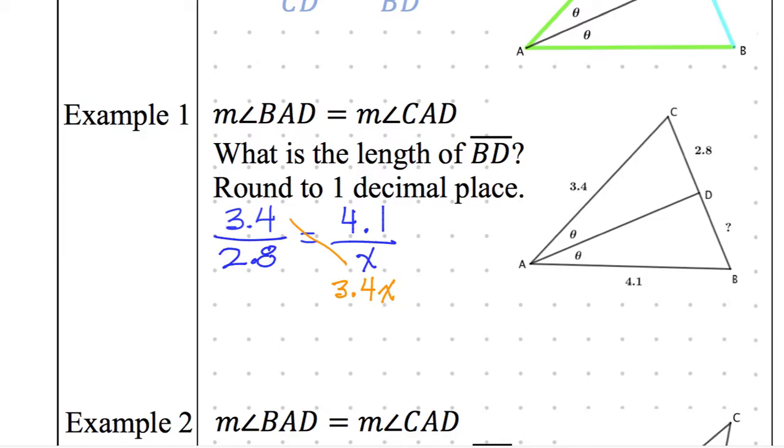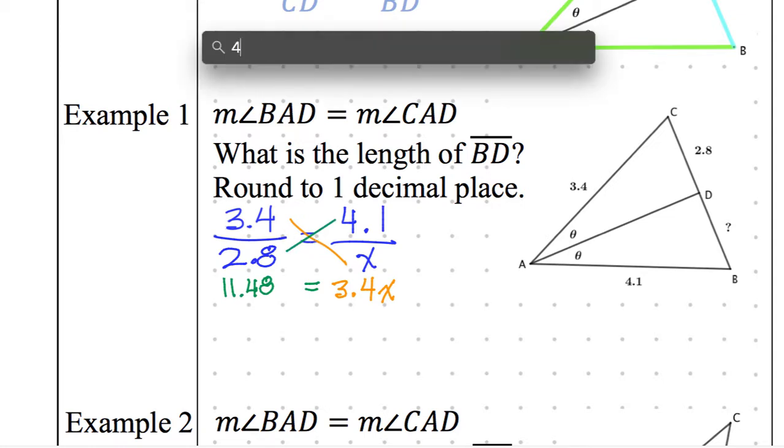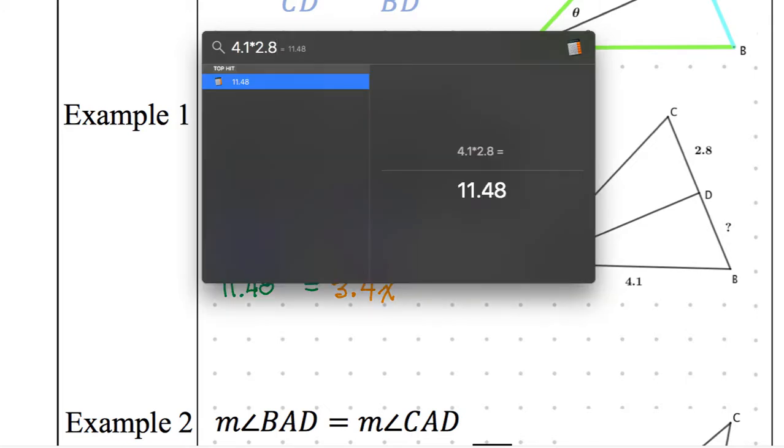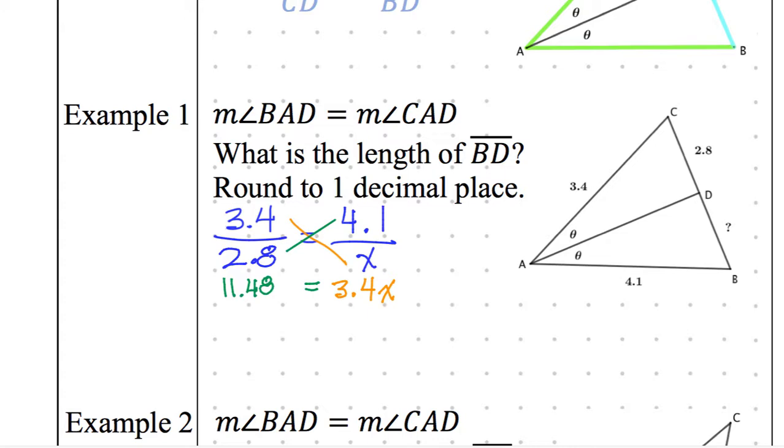What's the left-hand side going to be equal to? Left-hand side is going to be equal to what, Samantha? 11.48. Nice. You will be needing a calculator for the homework, and that's by cross-multiplying 4.1 by 2.8. Let's just check her work. 4.1 times 2.8. We believe her, just so everyone else can see. We just multiplied those two numbers. We got 11.48.